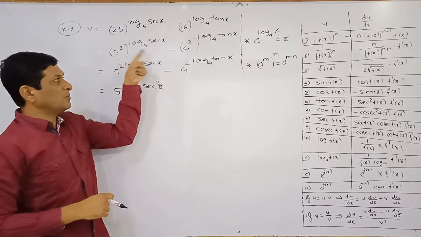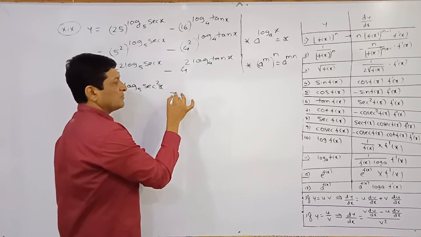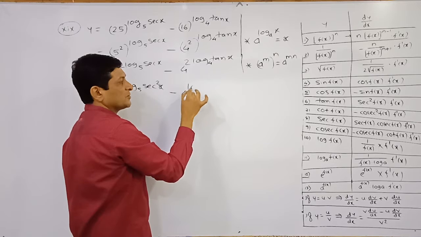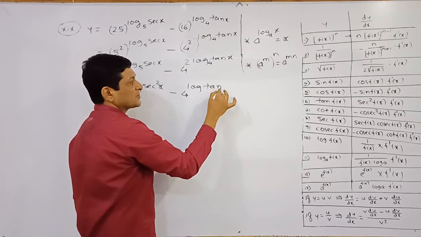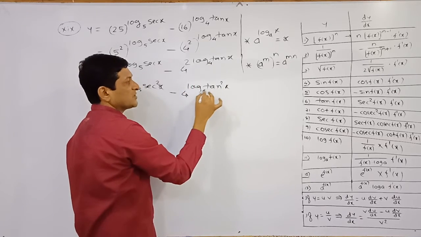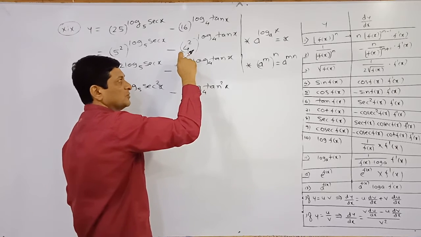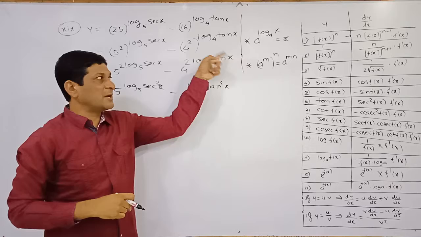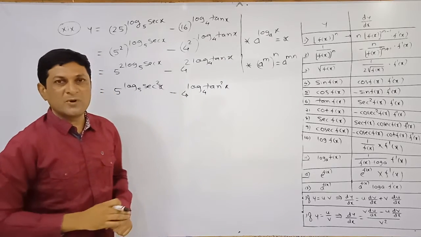So here we are taking the coefficient as a power. So minus 4, here also take this coefficient as a power. So here we will get log of tan square x to the base 4. Just simply we have taken this 2. 2 is what? Coefficient, and a coefficient can be taken as power according to laws of logarithm.